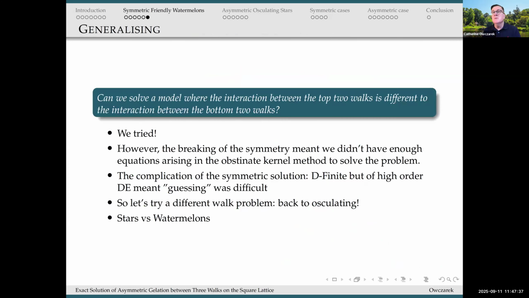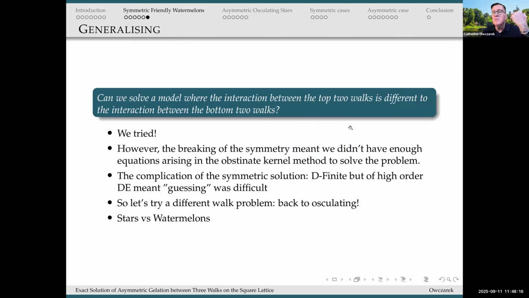So what we wanted to do afterwards was, how about we generalize this in various ways? Well, we could try to find a model where we add interactions, a different interaction between the top two walks and a different interaction between the bottom two walks. Okay, and we tried to do that. We tried multiple times. We thought we had various different ideas, but the problem is that breaks one of those symmetries, the S to R. And while you have different equations, you don't seem to have enough equations to solve the problem with the obstinate kernel method.